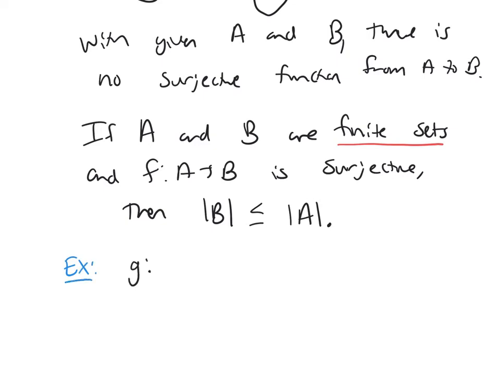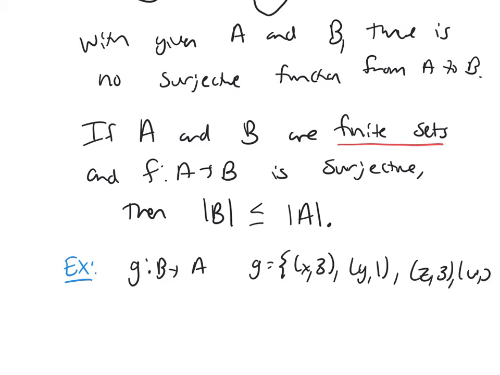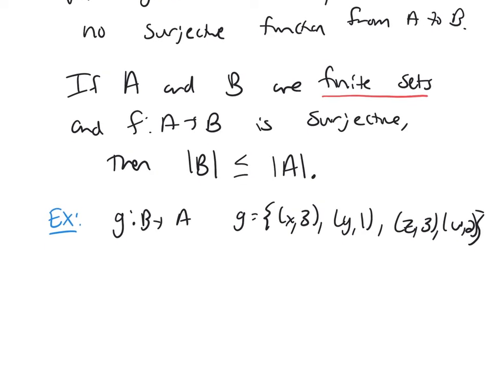So if I instead look at the function g from B to A, where g looks like (x,3), (y,1), (z,3), and (w,2), notice that all the elements of A appear as second coordinates. 1, 2, and 3 all appear there. So you can show that g is a surjective function, as 1 is an image of y, 2 is an image of w, and 3 is an image of z.